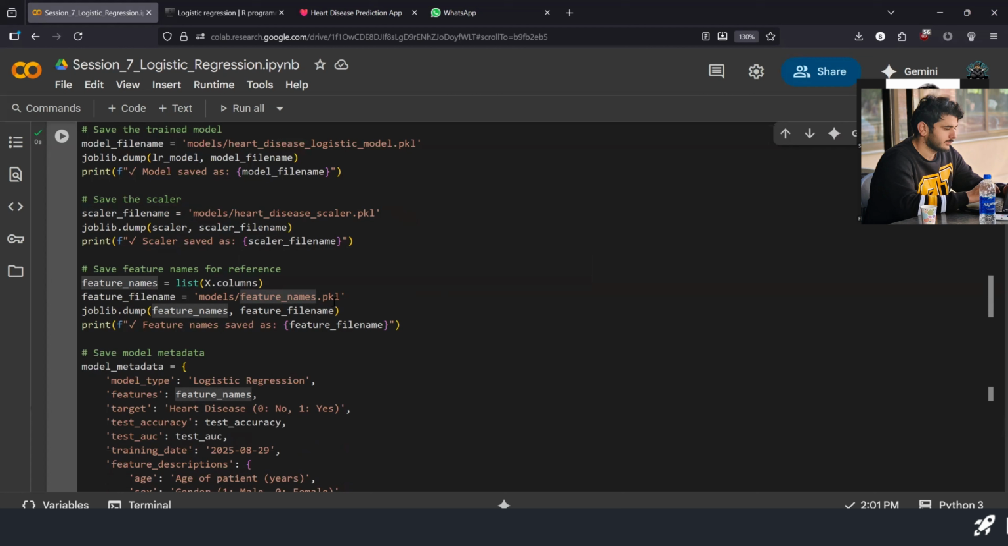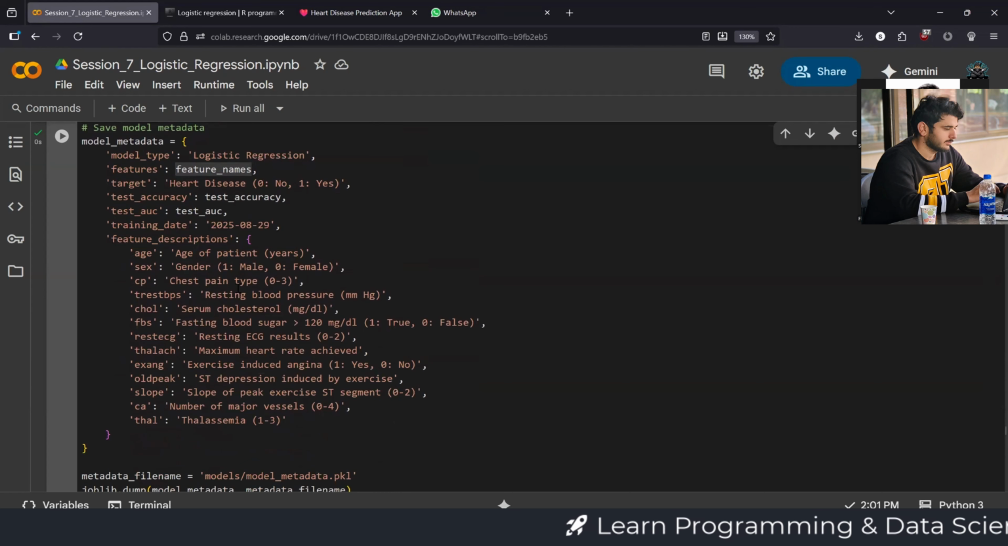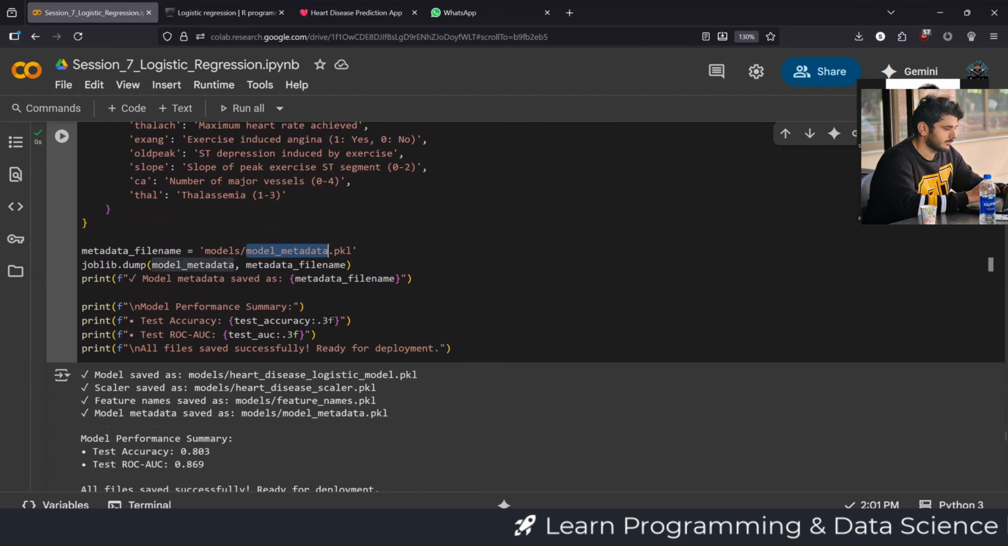Now, why do we create that? Because if we want to use this particular model, and if we want to show this model to someone, we need to create some kind of little application or user interface where a common man can use it, right? So we are going to package our model, package our scalar, package our feature names, and we will use them in a little application. Also, we are going to save all the metadata as well in the PKL file. Okay.